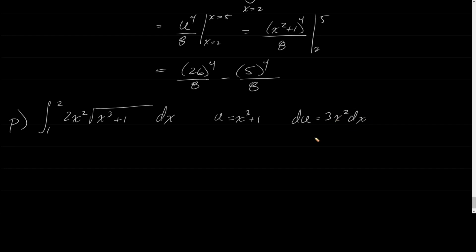P. So let's say that we have the integral from 1 to 2 of 2x squared times the square root of x cubed plus 1 dx. Right? So in here, I'm going to make our u be x cubed plus 1. So u is x cubed plus 1, so that our du is 3x squared dx. That gives us that dx would be du over 3x squared.